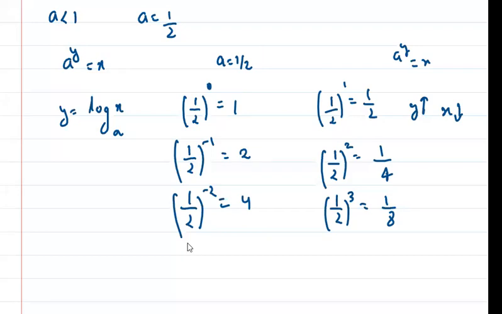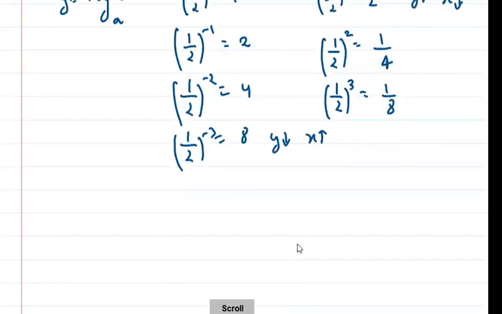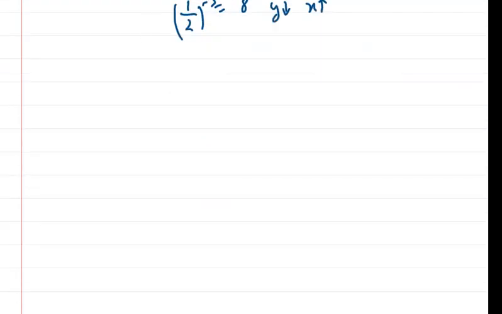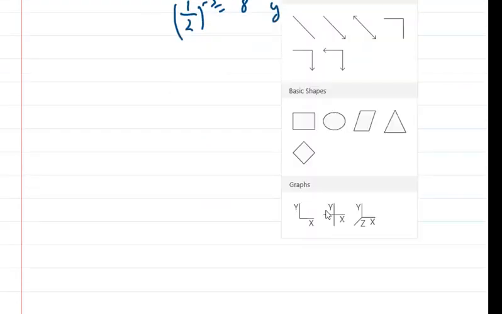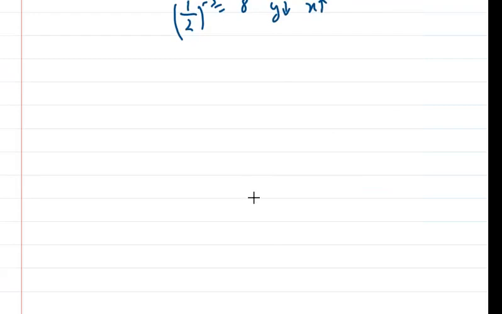Right? But यहाँ पे क्या हो रहा है? 1 by 2 to the power minus 3 is equal to 8. In this case, y is decreasing, but the value is increasing. ठीक है? Yes or no? So let's put it in the form of graph. इसको ग्राफ के फॉर्म में लिखते हैं.